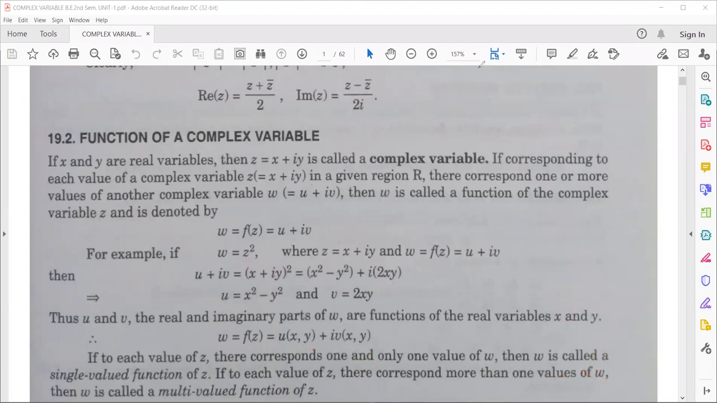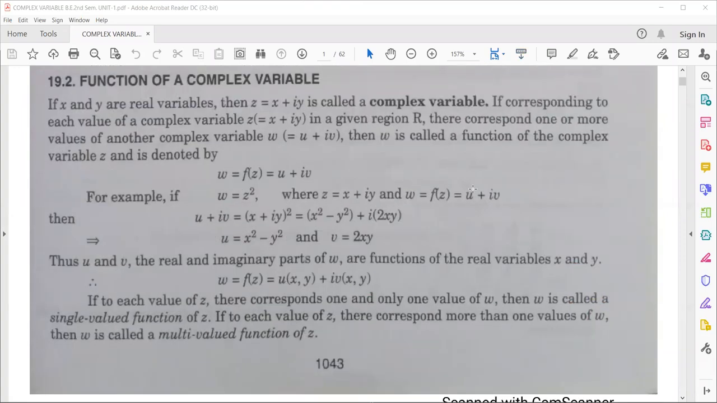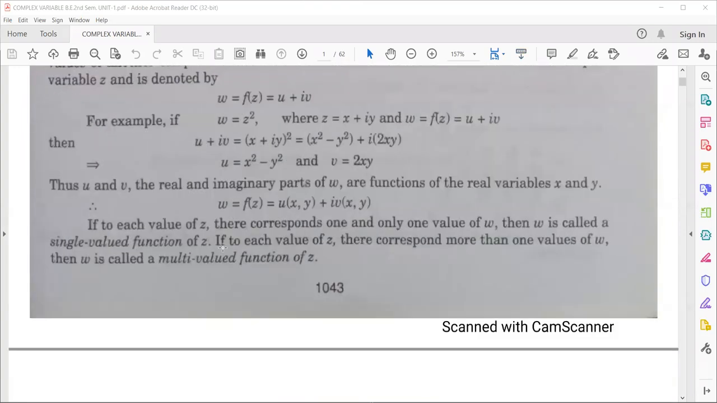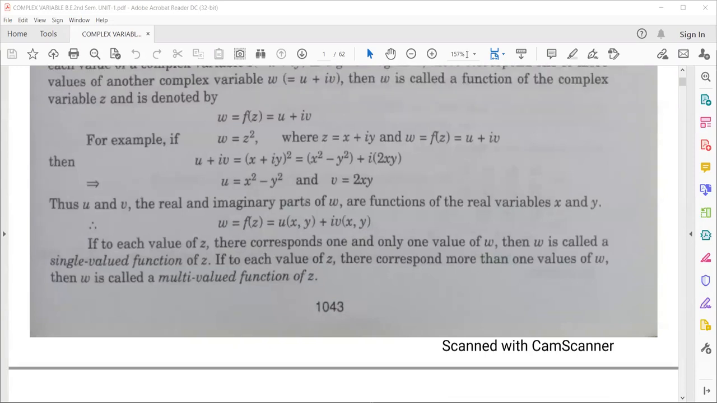Okay, let's see the other part. Just as I already told, to each value of z there corresponds more than one value of w. Suppose w is equal to f(z), which is u plus iv.